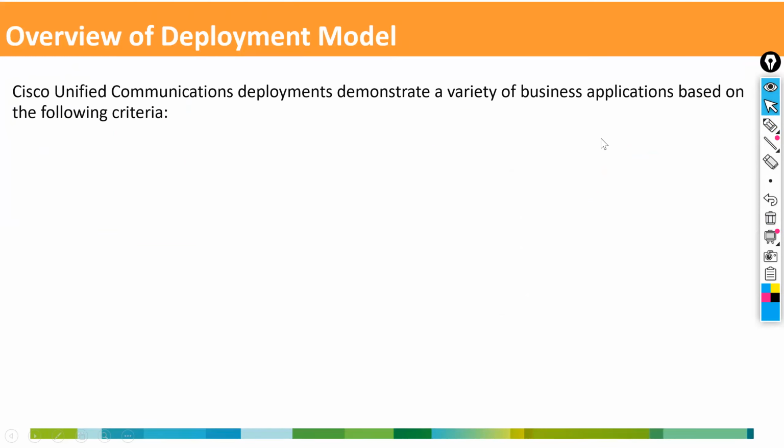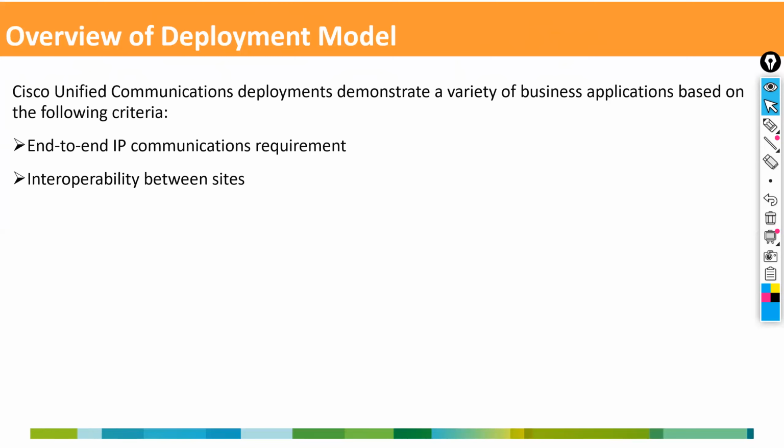Cisco Unified Communication deployments demonstrate a variety of business applications based on the following criteria. Following criteria means based on the organization requirement, company requirement, customer requirement, they are going to design their network. End-to-end IP communication requirement means I have IP phones in the headquarters and also in the branch office. Based on that, you can design.